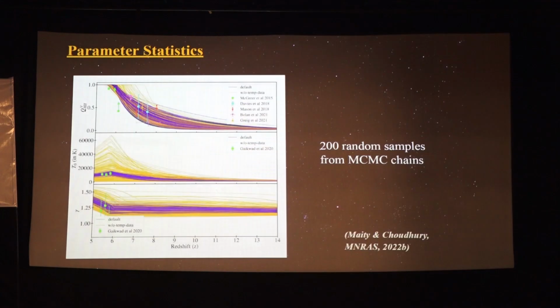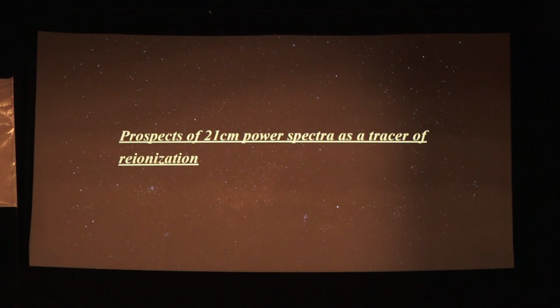And why is this happening? Because you can see that if we plot 200 random samples, there are a lot of orange models which can be clearly discarded if we include these data points. So in principle, the low density regime temperature data can be an important probe for the late phase of the reionization. And now I will move to my last project, which I am currently doing, the prospects of 21 centimeter power spectra as a tracer of reionization.